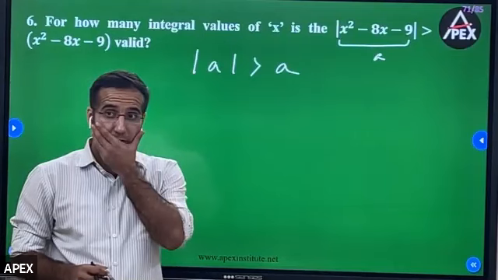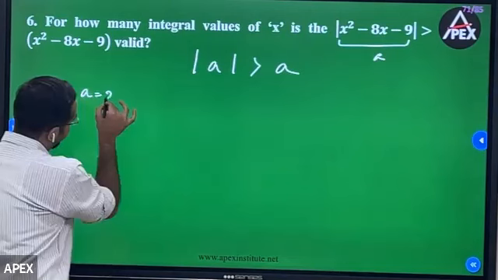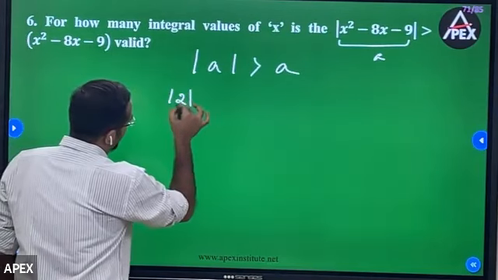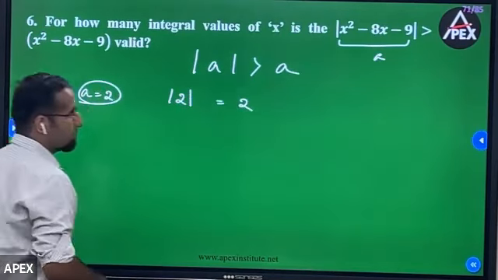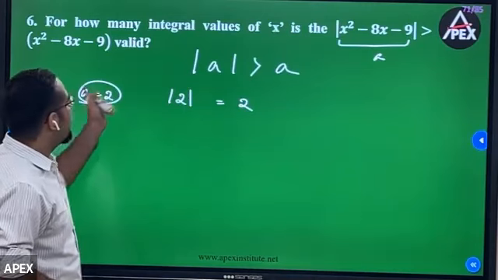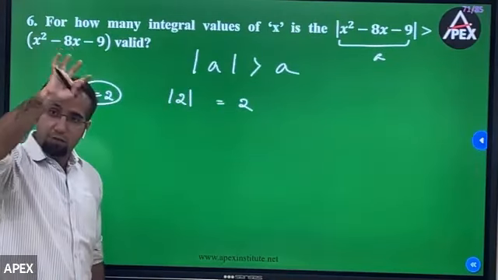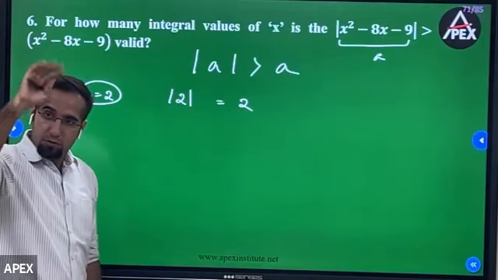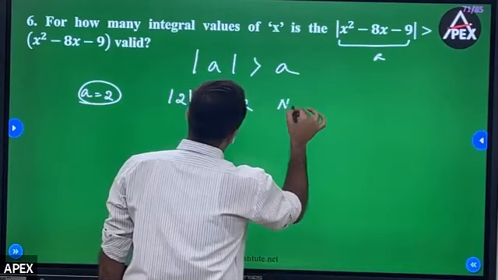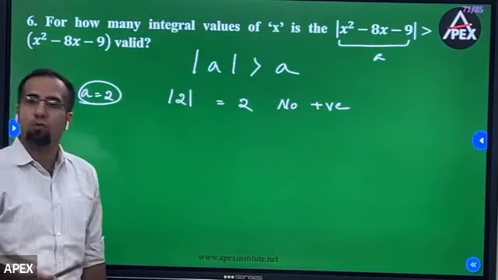Think about it. Let's understand. So if I take A is equal to 2, what is mod 2? Mod 2 will be equal to 2, right? So can I say for any positive value of A, mod A will be equal to A? Understand the definition? So mod A is always equal to A. So no positive value will satisfy. Is this point clear? Any value greater than or equal to 0 will not satisfy.